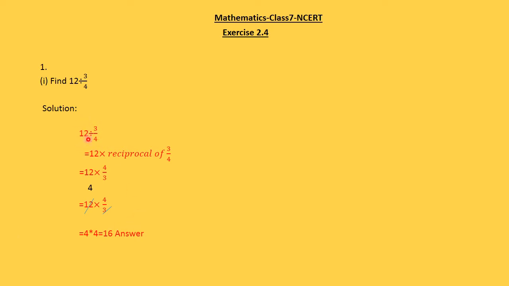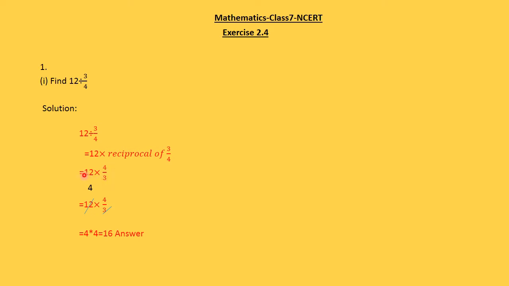So this divided by is a new symbol to us. What we will do, we will change it into a multiplication symbol by writing the reciprocal of 3 upon 4. So divided by has been changed to multiplication by writing the reciprocal of 3 upon 4. So 12 into the reciprocal of 3 upon 4 is just reversing the numerator and denominator. Wherever numerator is 3 and denominator is 4, what shall we do? Let us write 4 in the numerator, 3 in the denominator. So 12 into 4 upon 3.